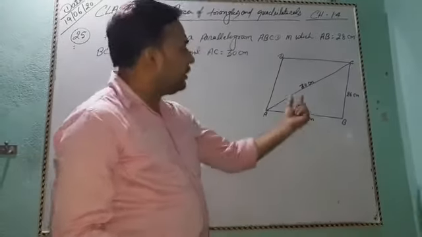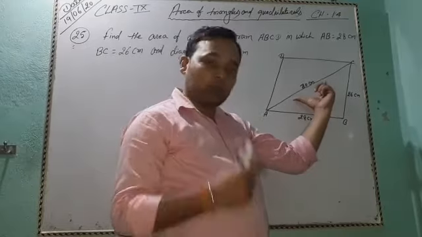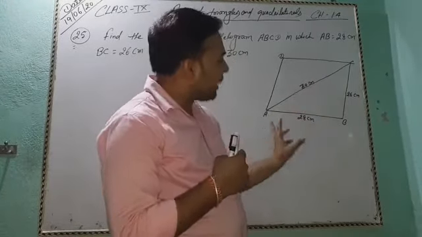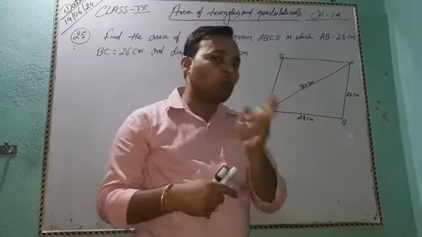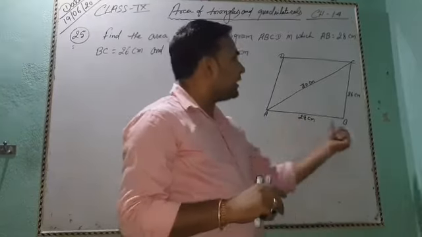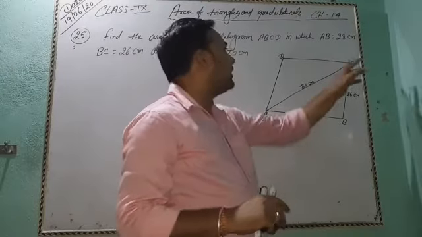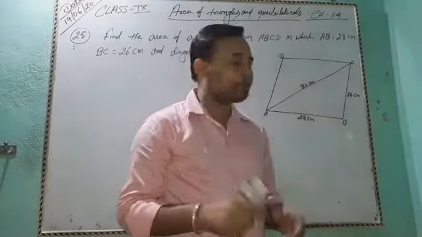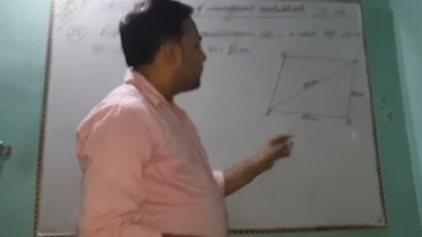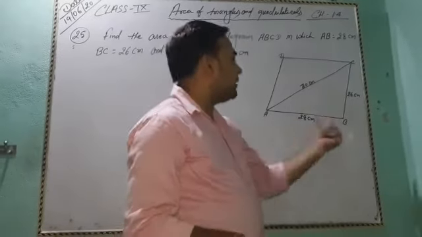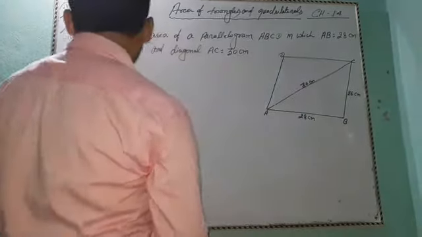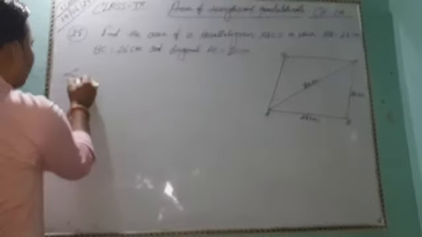So AC in this figure is the diagonal of this parallelogram. So diagonal AC divides parallelogram ABCD into two equal triangles. So we write that area of triangle ABC equal to area of triangle ACD. Okay, so find the area of this parallelogram. First of all, we find the area of triangle ABC in which all sides are given. Okay, so let's start the solution.